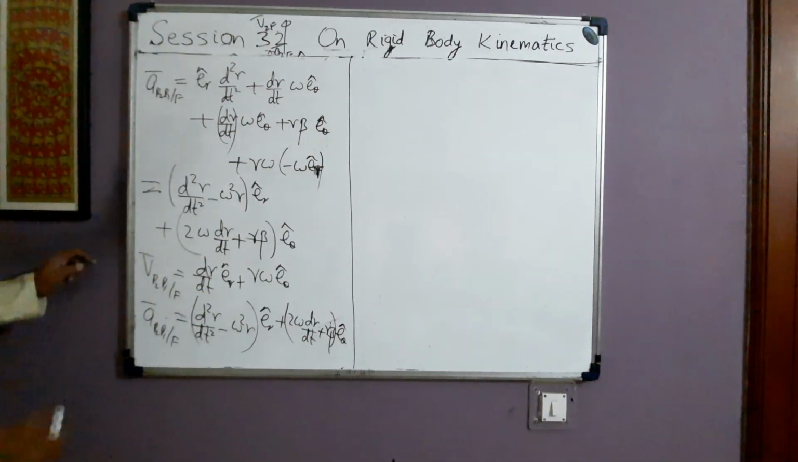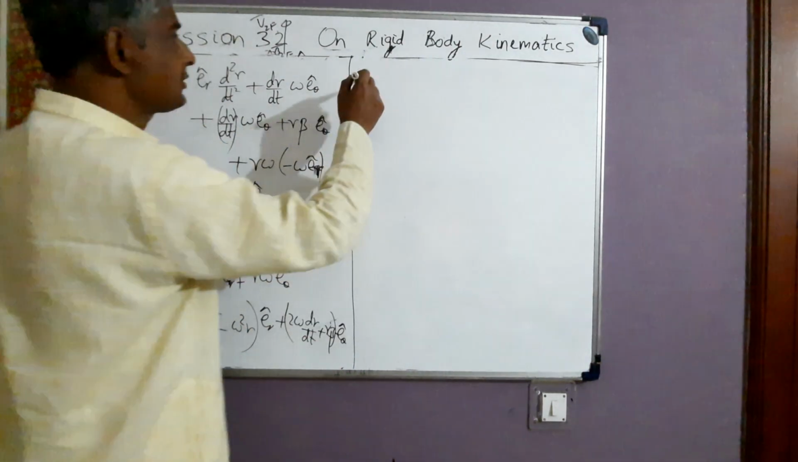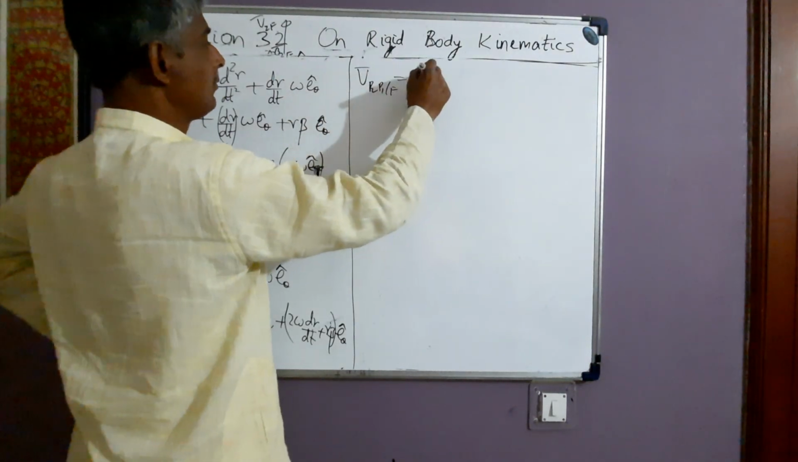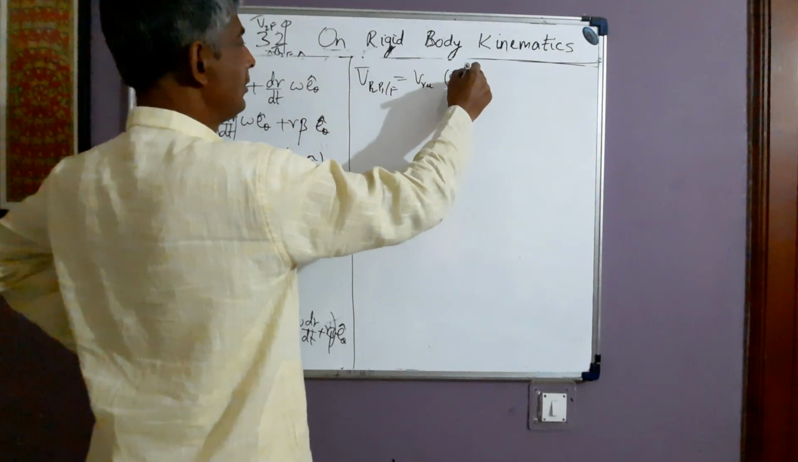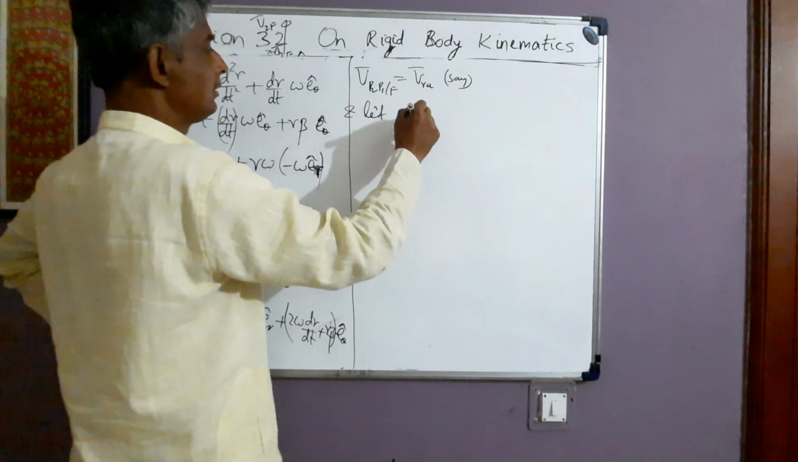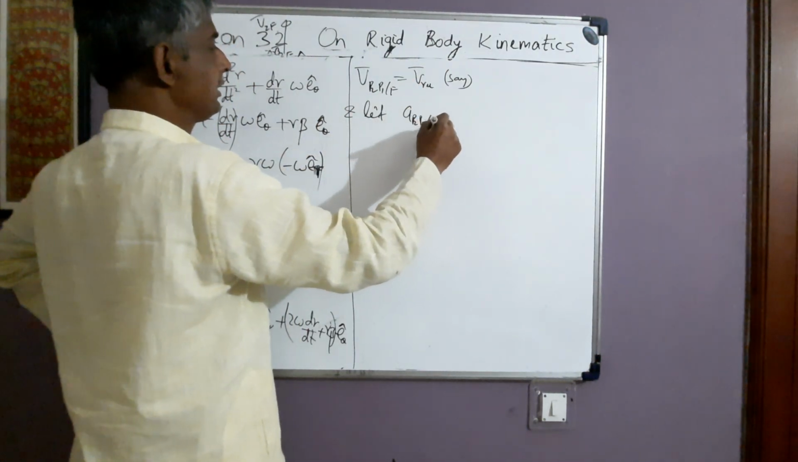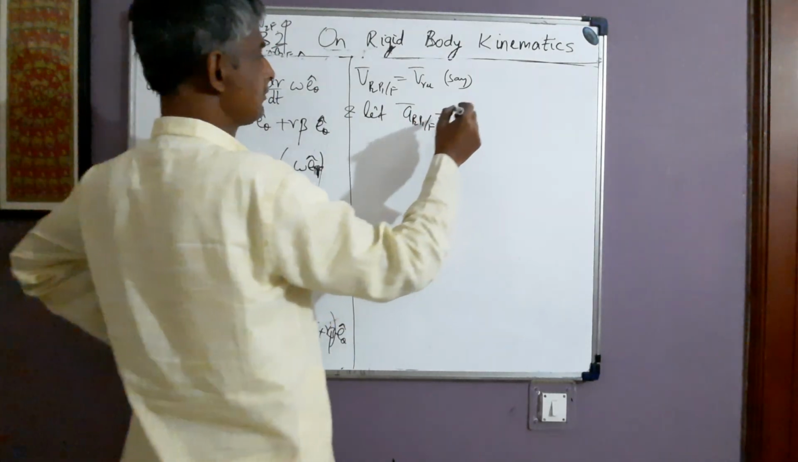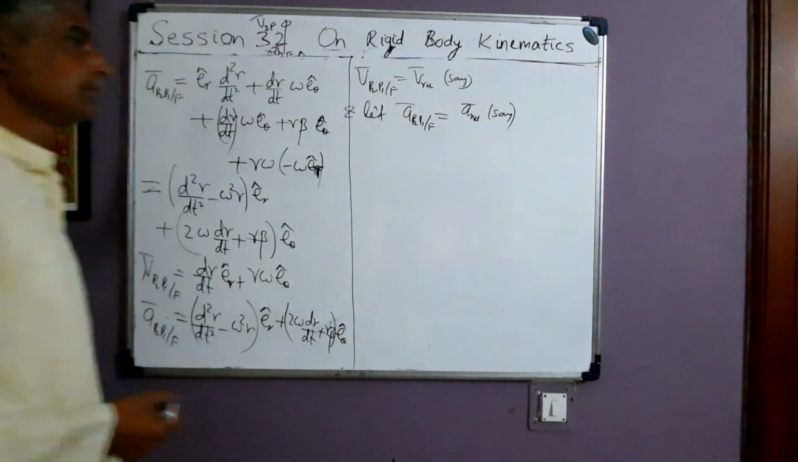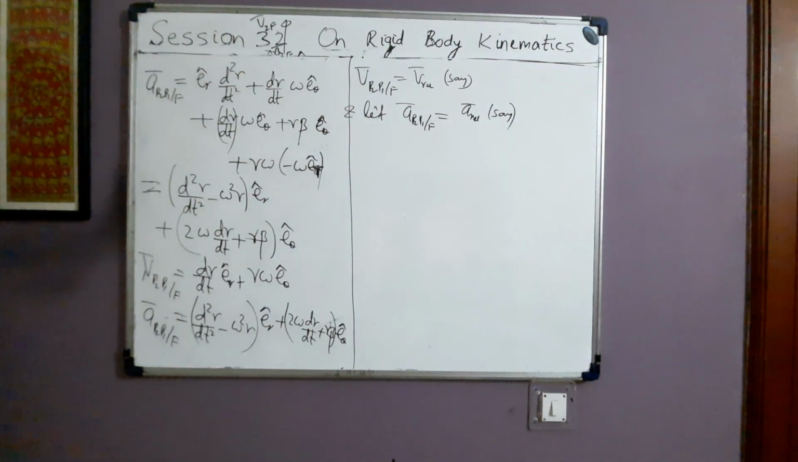Now let us denote this quantity by V relative, say. And let A P2 P1F be equal to A relative, say. Alright. Fine.